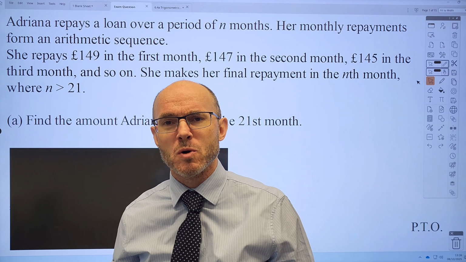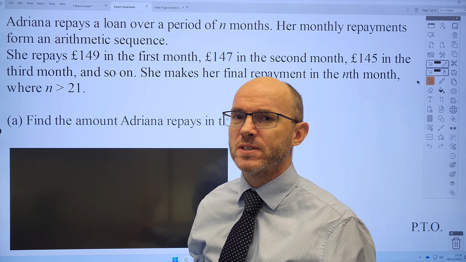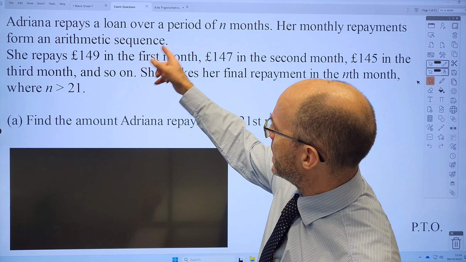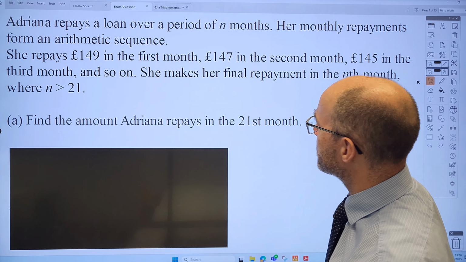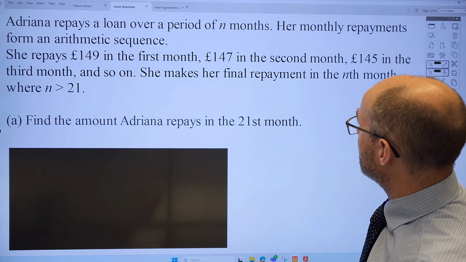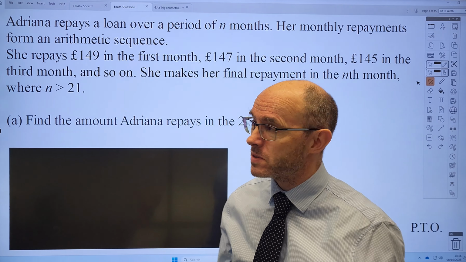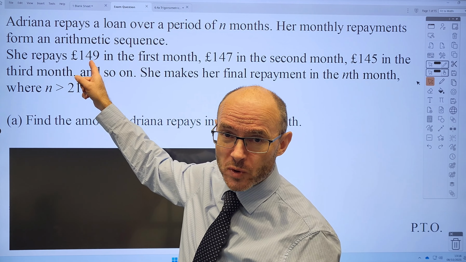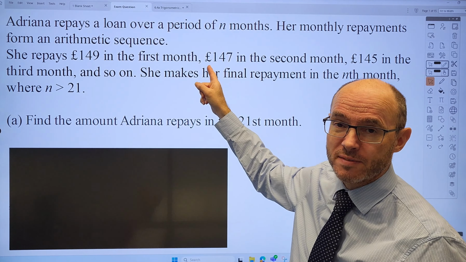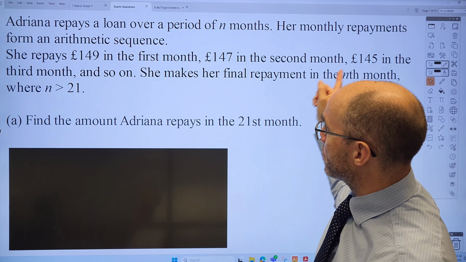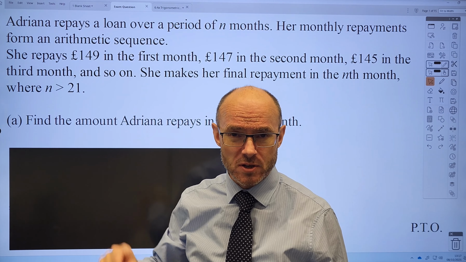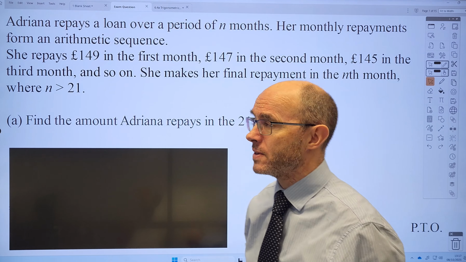So here's a question I thought we could go over. It comes from Arithmetic Series. I'll read it out to you. Adriana repays a loan over a period of n months. Her monthly payments form an arithmetic sequence. She repays £149 in the first month, £147 in the second month, £145 in the third month, and so on. So you can get the terms of the sequence that way.